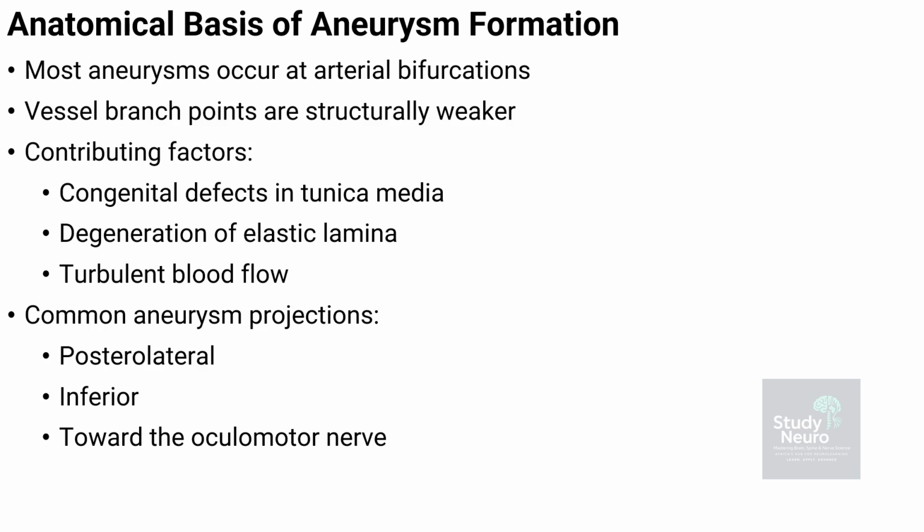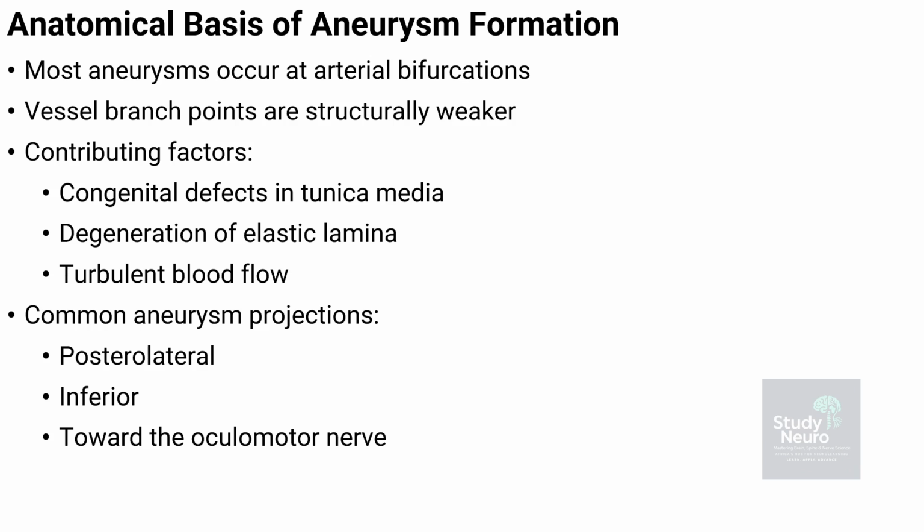Most intracranial aneurysms form at arterial bifurcations, where a parent vessel divides into branches. These regions are naturally weaker, and over time they become prone to dilation under constant blood flow stress. The weakness comes from a combination of structural and hemodynamic factors. Some vessels have congenital defects in the tunica media, while others develop degeneration of the elastic layer with age. On top of that, turbulent blood flow at branch points adds ongoing mechanical stress that gradually damages the vessel wall.